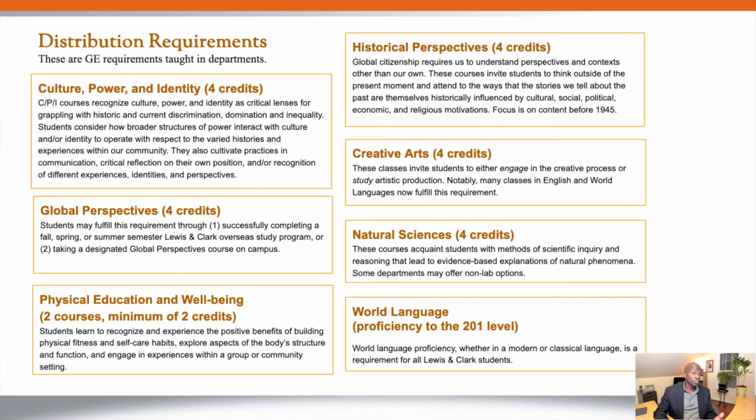As for the distribution requirements, there are 7 of them, and here are the 7 categories: culture, power, and identity, global perspectives, physical education and well-being, historical perspectives, creative arts, natural sciences, and world languages. Each of these requirements, and all of them in combination, address those 8 learning outcomes that we hope every single Lewis and Clark graduate has developed in by the time they leave us.